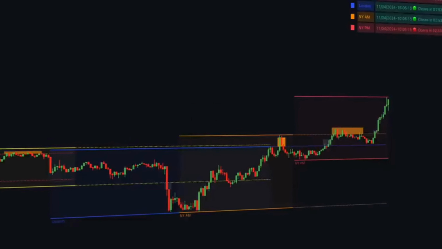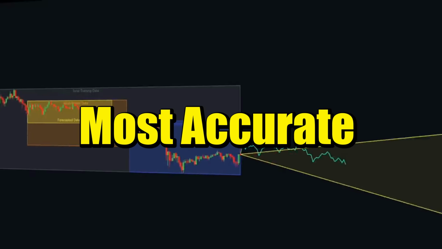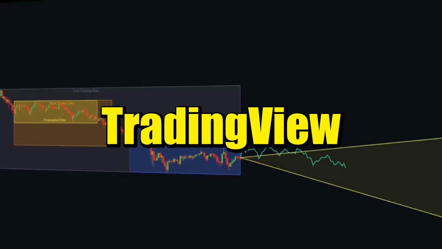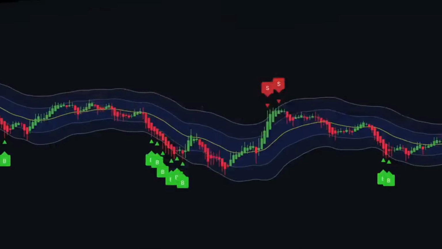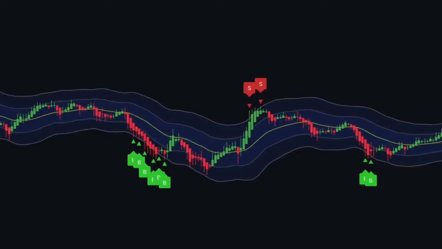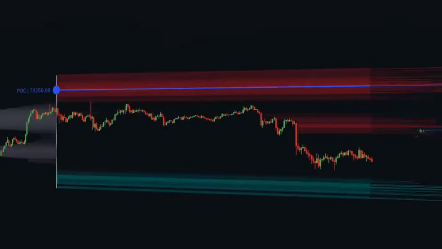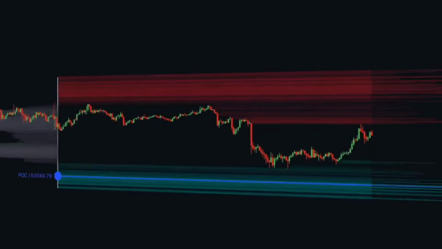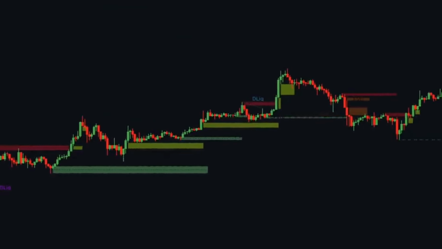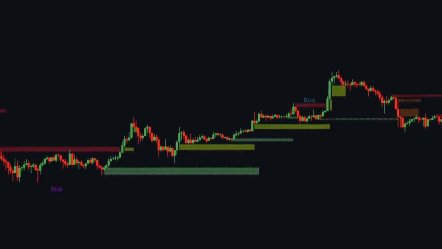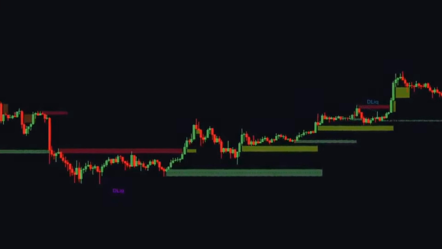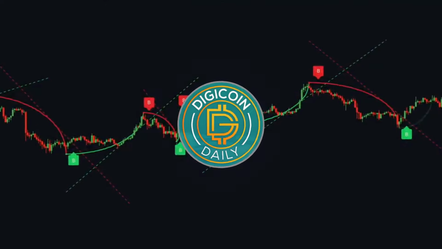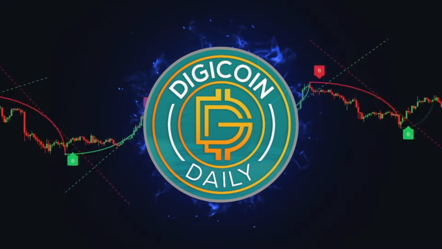Here are the 20 newest, smartest, and most accurate indicators on TradingView that are absolutely mandatory for your trading arsenal. No matter if you're a day trader looking to profit from quick market moves, a scalper aiming for precision in the midst of the action, or a swing trader planning your next big play, this list may have just the thing you're looking for. Make sure you watch this video carefully and save these powerful tools for future use.